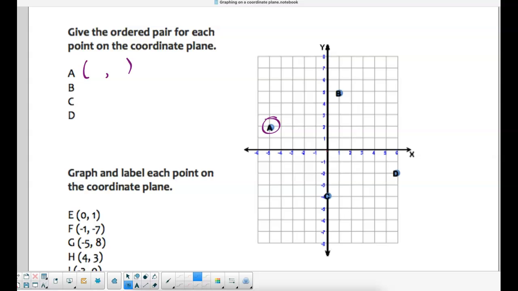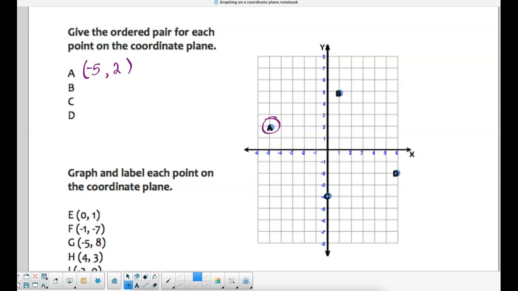Okay, I start at the origin. You always start at the middle and we count. 1, 2, 3, 4, 5. To the left is -5. And then up 2 is +2. So point A is at (-5, 2).